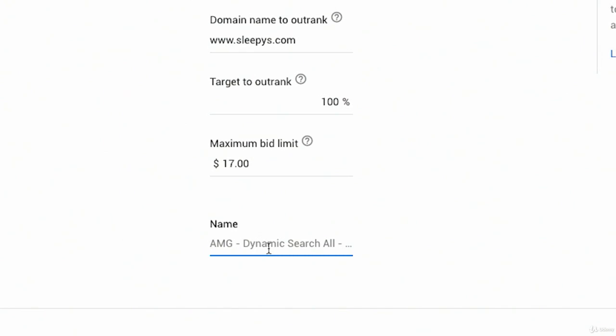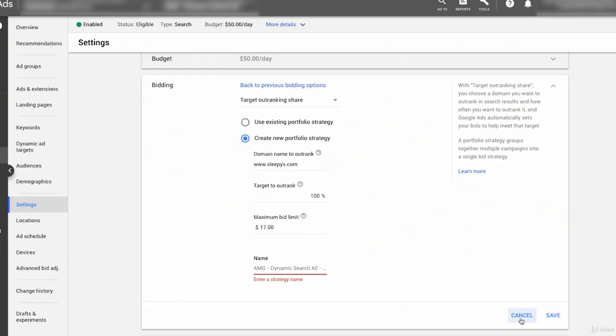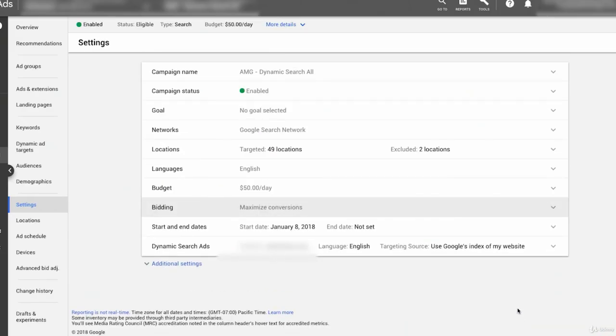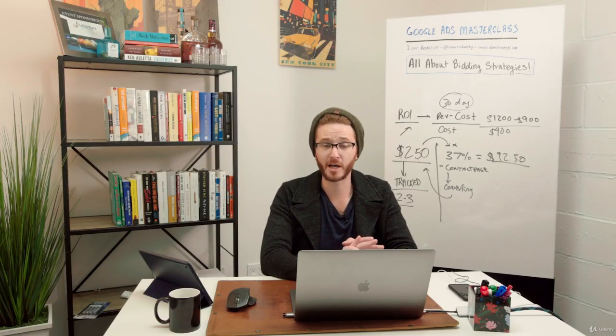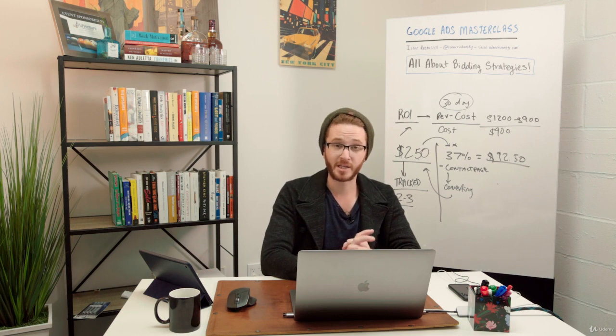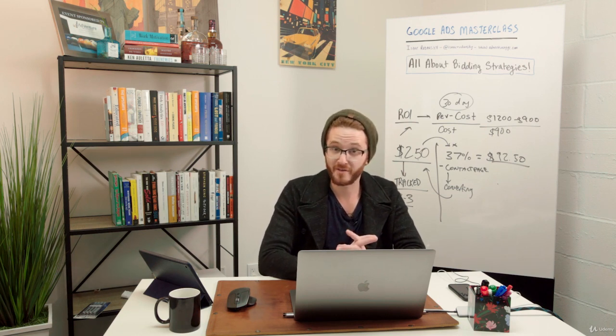I would save it, something like Sleepies. I would do 100% for my target outrank share, and $17, which indicates my bid limit. That would be the name of my strategy or something like that, okay? But I don't want to actually implement this, so I'm going to click cancel and go back to my campaign settings for this account. That is target outrank share. In the next lecture, we'll quickly talk about maximize clicks, and I look forward to seeing you guys very soon in the very next lecture.